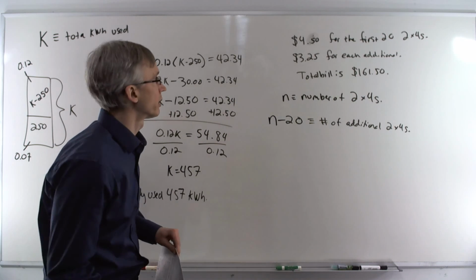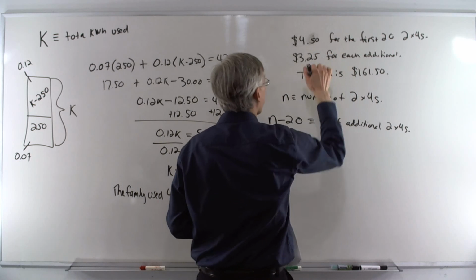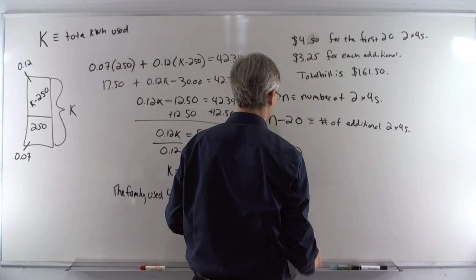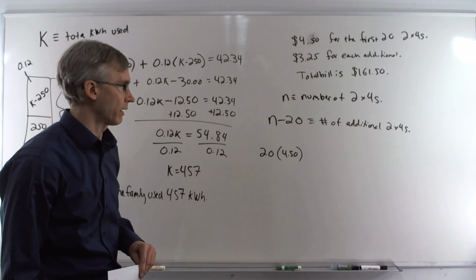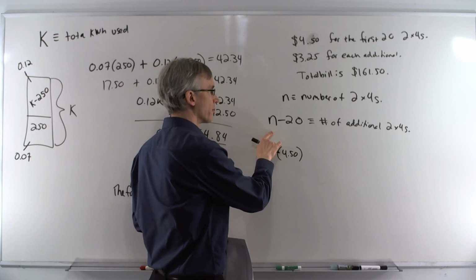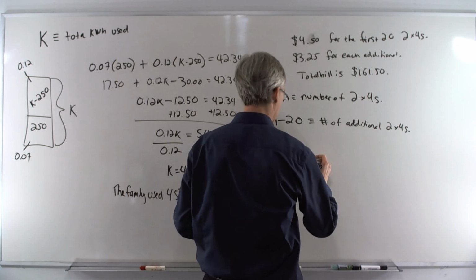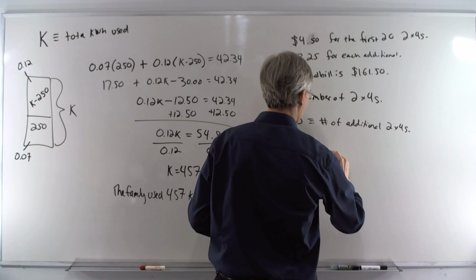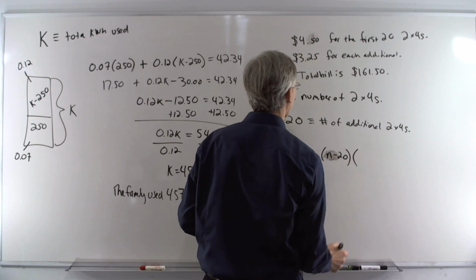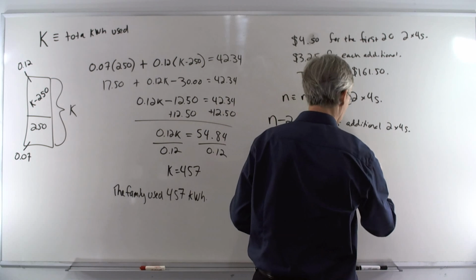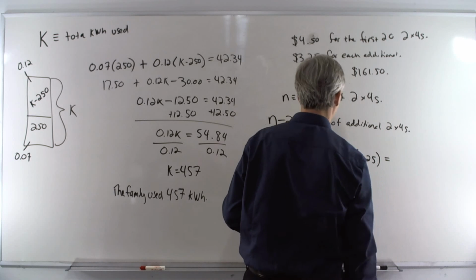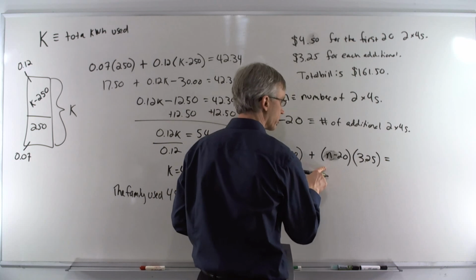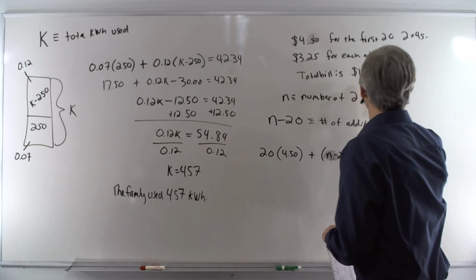So the first 20, we know exactly how much those are. It's 20 times 4.50. Now we also know this expression is the number of additional 2x4s. We've got n minus 20 times their price, $3.25. So if we add together the price for the first 20 and then the price for the additional 2x4s, we get the total bill, which is $161.50.